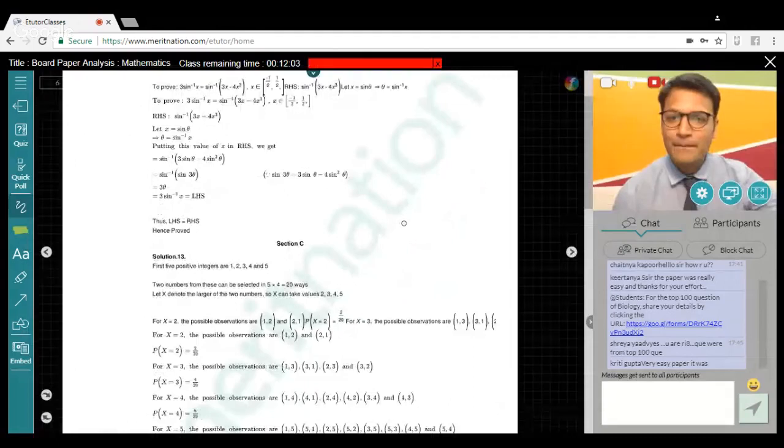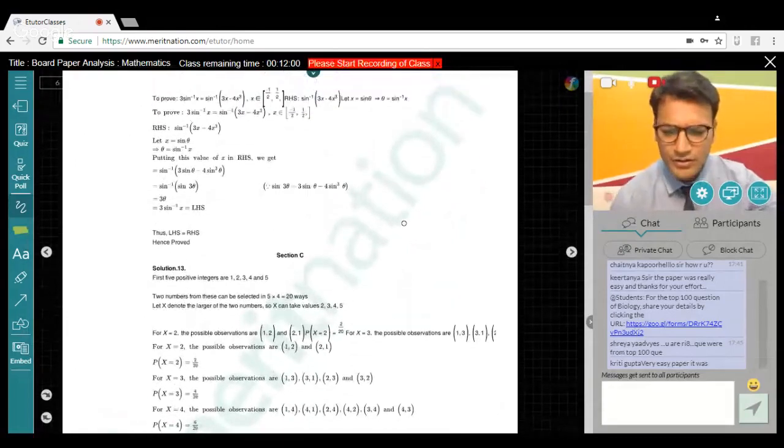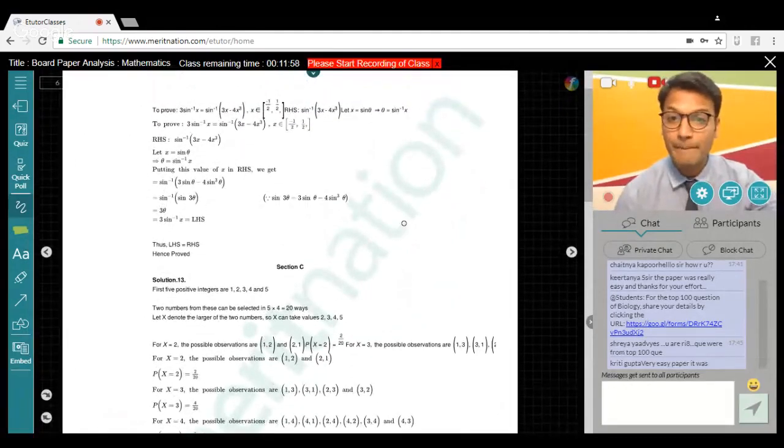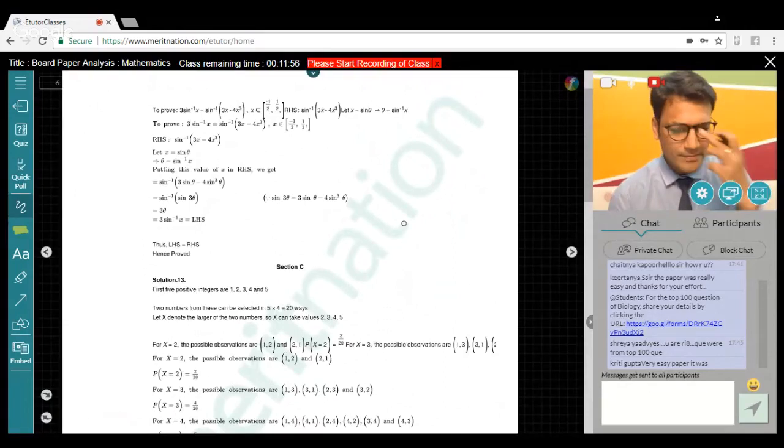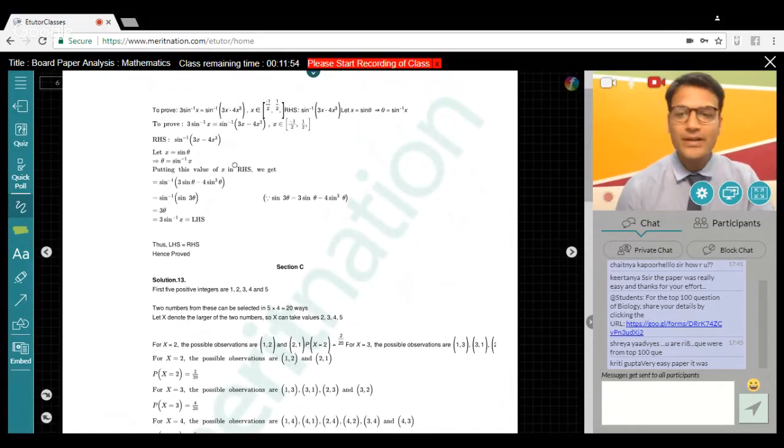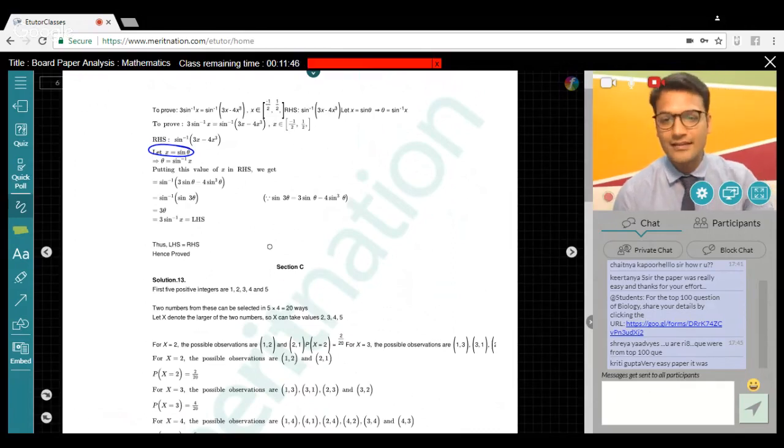Okay. And there was a question on question number 12. It was a proof question, a very simple question. It can be done by just placing x is equal to sine theta. If you've placed it, you have your answer. There is no point going ahead. It's just a direct formula of sine 3 theta. You're going to have it.